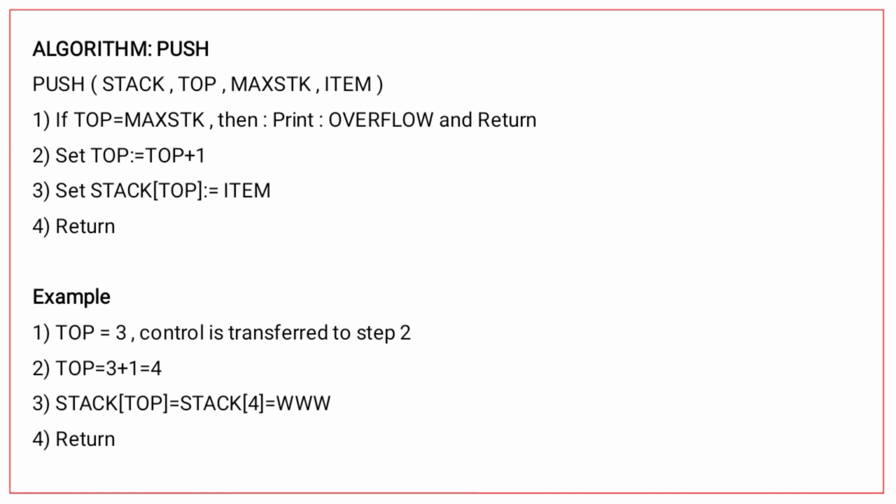We simulate the operation push stack comma www. The first step is top equal to 3, control is transferred to step 2. Step 2, top equal to 3 plus 1 equal to 4. Step 3, stack of top equal to stack of 4 equal to www. This is the atom, and fourth step is return. In the example, www is the top element in the stack.